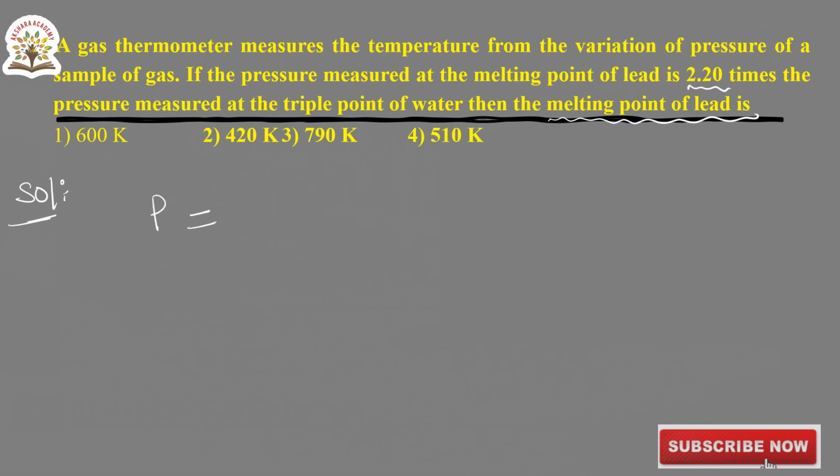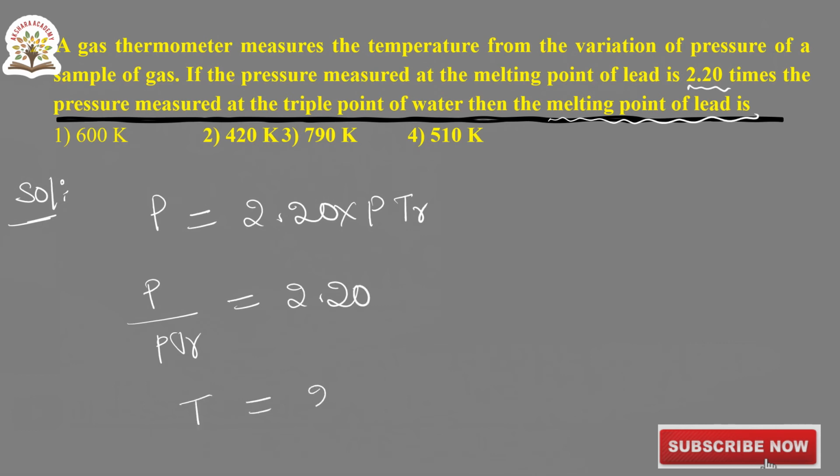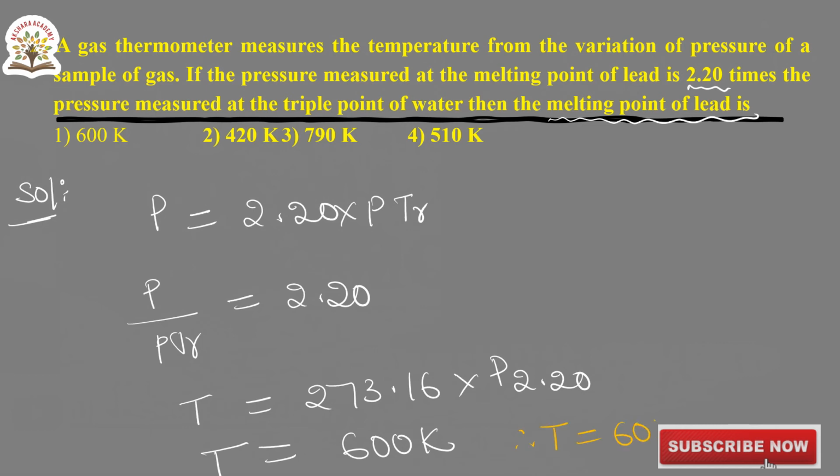P is equals to 2.20 times the pressure at the triple point of water. So P by Ptr is equals to 2.20. Now T is equals to 273.16 into 2.20. After multiplication we are getting 600 kelvins. This is the final answer. Therefore T is equals to 600 kelvins.